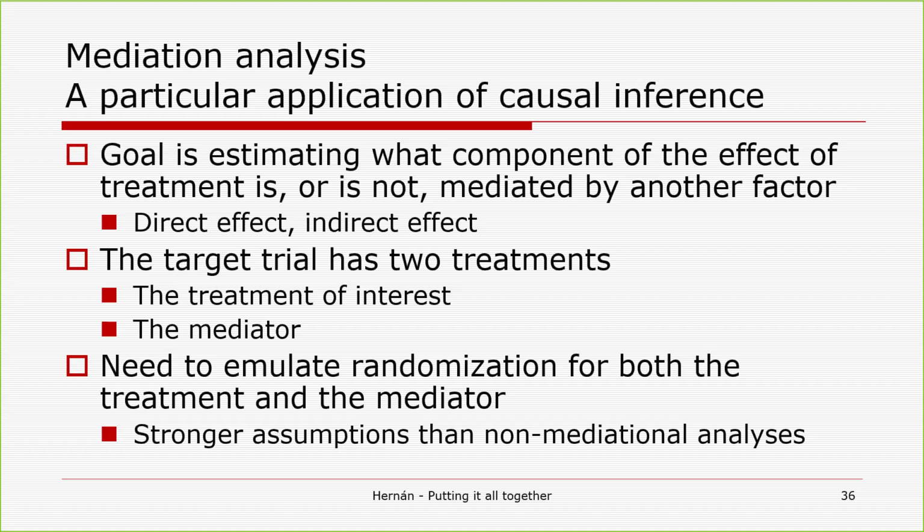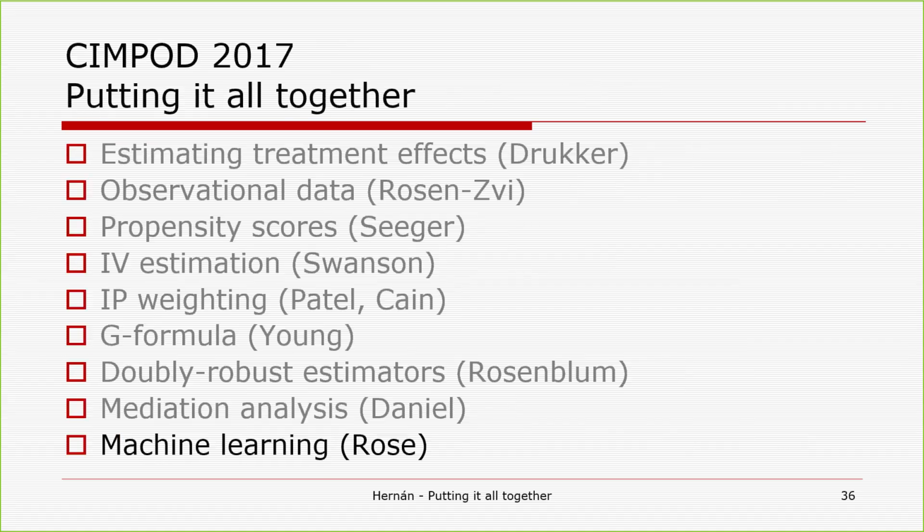Besides some of the technical issues that happen when we are trying to do mediation analysis, from a conceptual point of view it is the same as the rest of the problems, except that now we have two treatments rather than one. And of course, that means that we have to make some assumptions, because we need information on all the confounders for both treatments, not just for one of them.